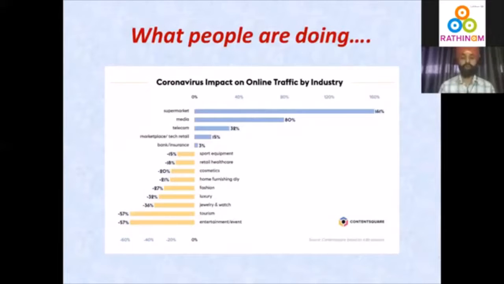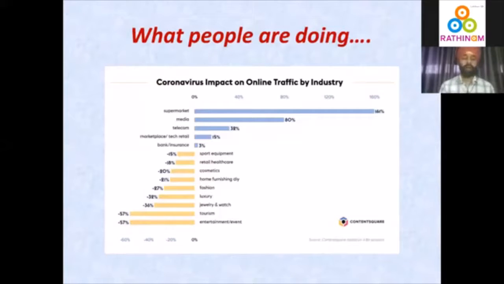Your cost has gone up. Telecom, you're not going out. You're not talking to people physically when you're meeting. So you're calling people. You're sitting at home. You're following up. The industries are doing follow-up calls. The customers are being called. You're increasing and interacting with a lot of people. You find that the telecom costs and telecom traffic has increased 32%.